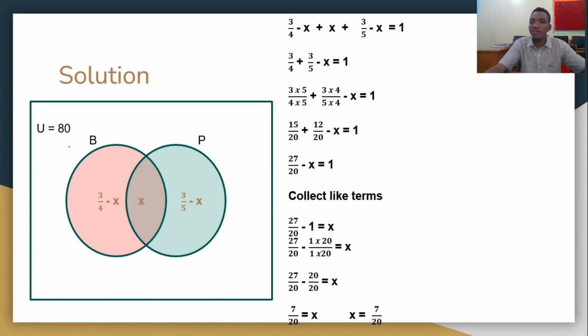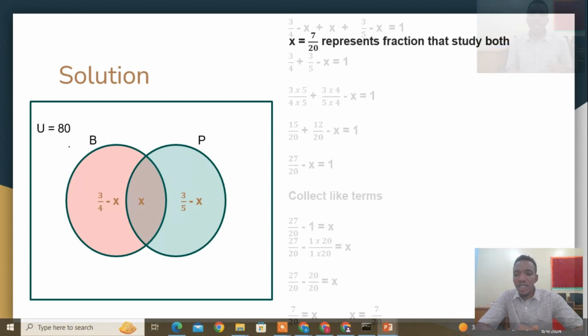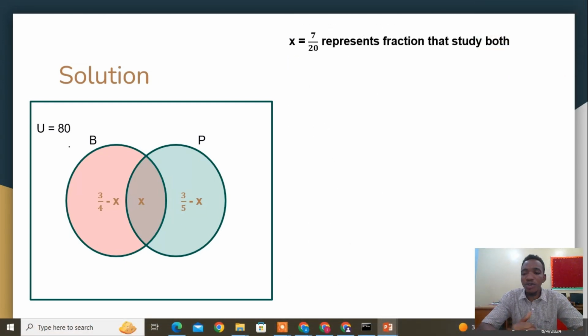So we have gotten the fraction of people that study both biology and physics. But don't forget, that is not the whole number, that is just the fraction. The 7/20 we got is the fraction of students that study both subjects, not the number of students. So here, what we have is 7/20 as the fraction. To get the number of students that study both, all we have to do is multiply the fraction by the universal set. The universal set is 80, so 7/20 multiplied by 80.